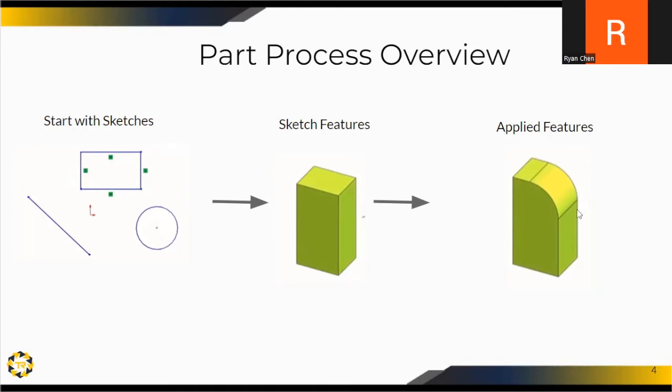For applied features, there is a fillet that you can see on your right. It basically rounds the corner. For most applied features, you don't necessarily need a sketch. All you need is the body, but for some of them, a sketch can be really helpful in guiding the feature.